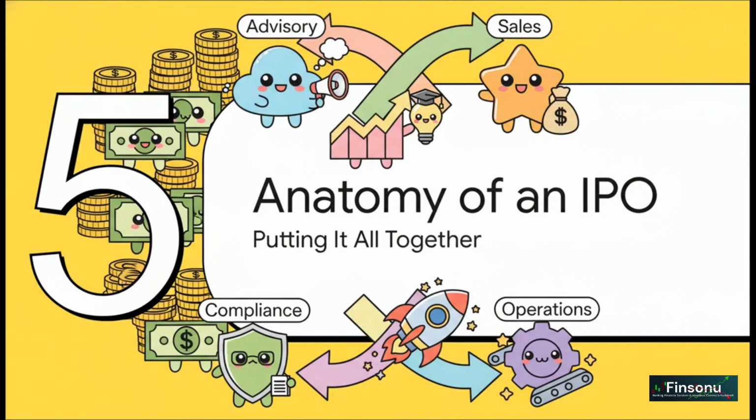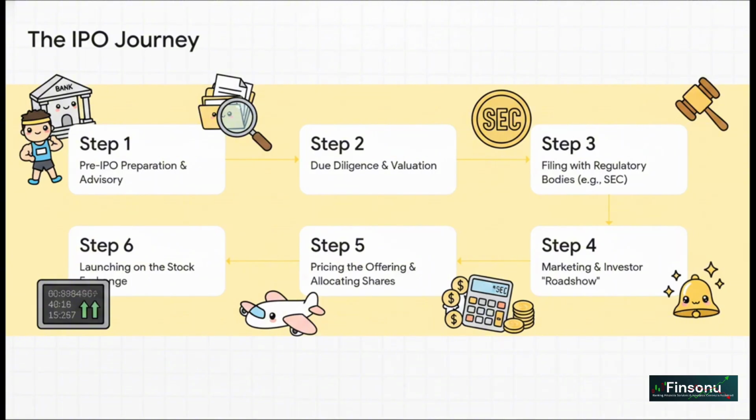Okay, so let's make this all feel a bit more real. A great way to see how all these different pieces, advisory, sales, compliance, the back office, all have to work together is by looking at the anatomy of an initial public offering, or an IPO. Trust me, an IPO is a marathon, not a sprint.